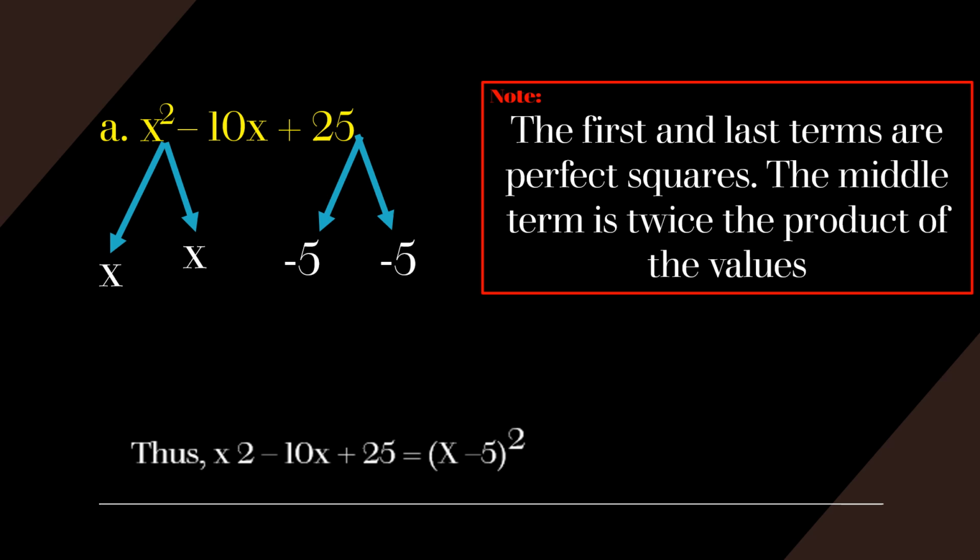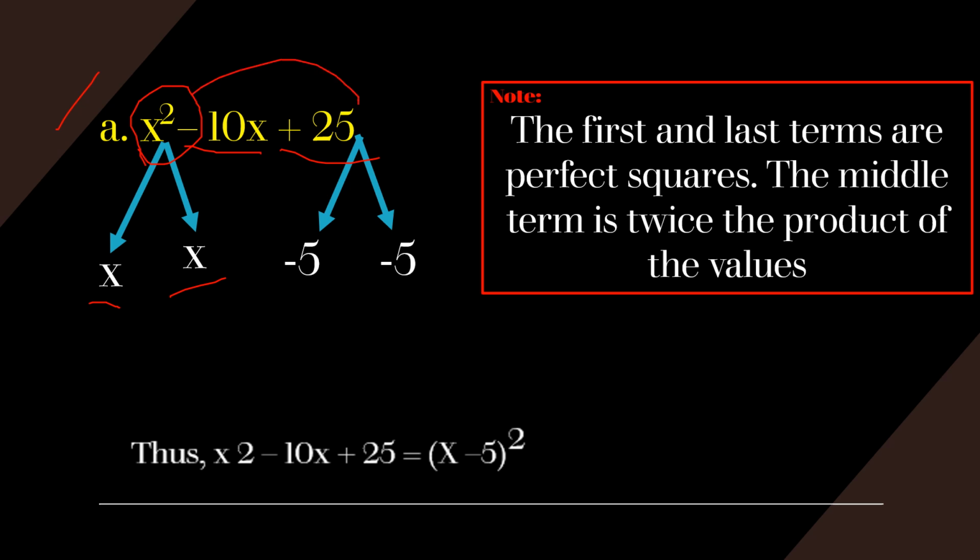So we're going to explain why letter A is an example of a perfect square trinomial. Okay, so x squared minus 10x plus 25. In the first term we have x and x, that is the square root of x squared. The square root of x squared is x, so we're going to double that. So x times x gives the first term, x squared.